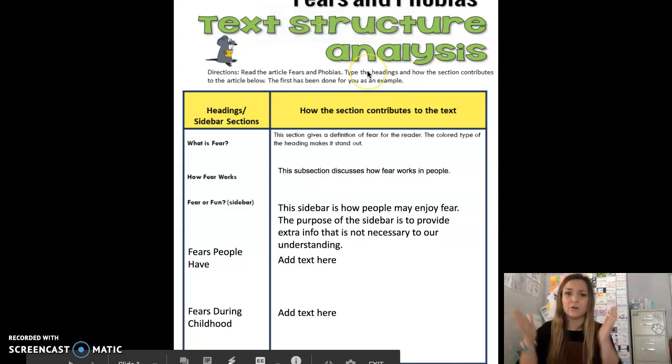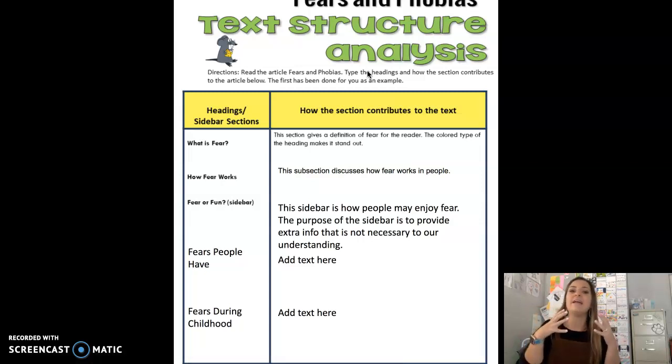and get started. So your instructions are to read each article for fears and phobias and then talk about how that subsection contributes to the article. The word contributes is one of the 3 words I'm going to really highlight today: contributes, information, and supporting details. So let's look at the first one.